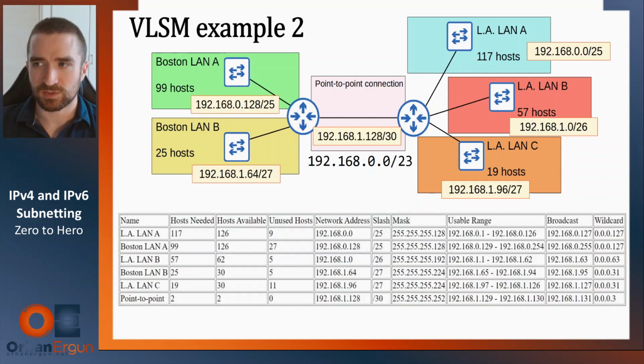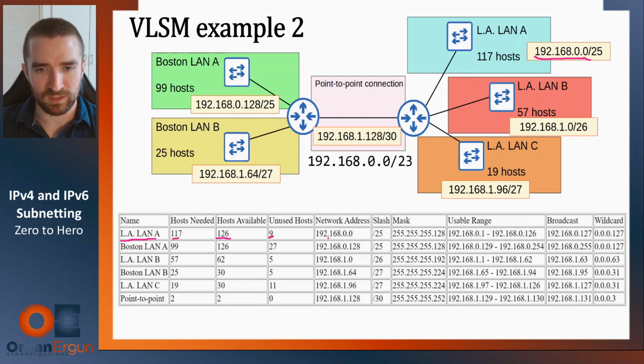Okay, here are the answers. So the largest subnet, LA LAN A, we assigned as 192.168.0.0/25. This chart gives an explanation of that. We needed 117 hosts. The /25 prefix length gives us 126, so that's enough. That leaves 9 hosts unused, but that's fine.